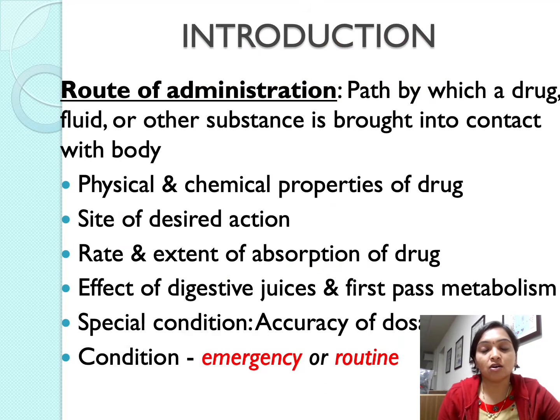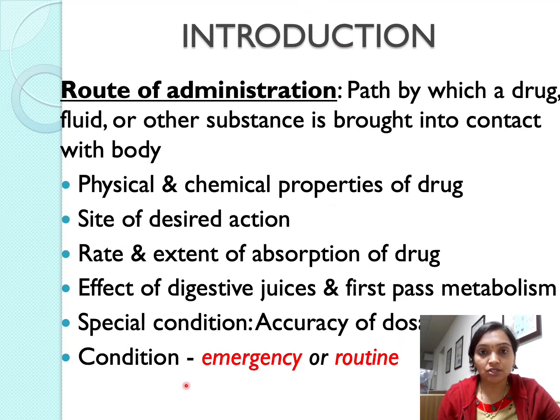It's also based on physical property, rate and extent of absorption, and any effect of other gastric or digestive juice or first pass metabolism. All these factors will affect the selection of route, and also the condition, whether the patient is having any renal or liver problems, so that you have to maintain the accurate dose. In specific conditions like CCF, you have to decide the appropriate route.